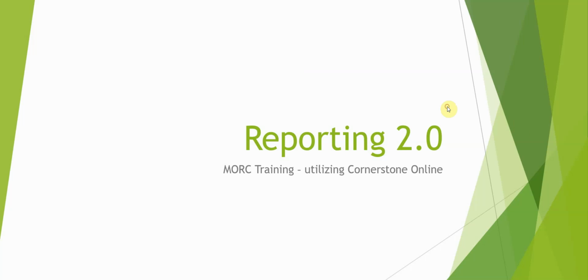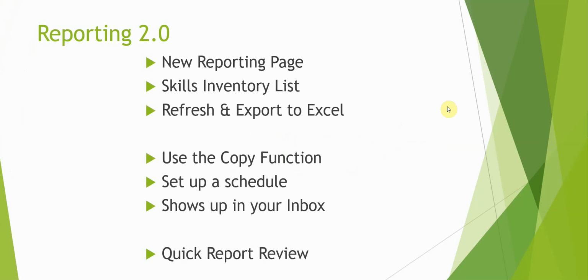Today, while we're together, we're going to accomplish three things. We're going to take a look at the new reporting module as it relates to the skills inventory list. It's a two-step process to schedule and then export these reports. This is the report that lets you know who needs training and when they need it.